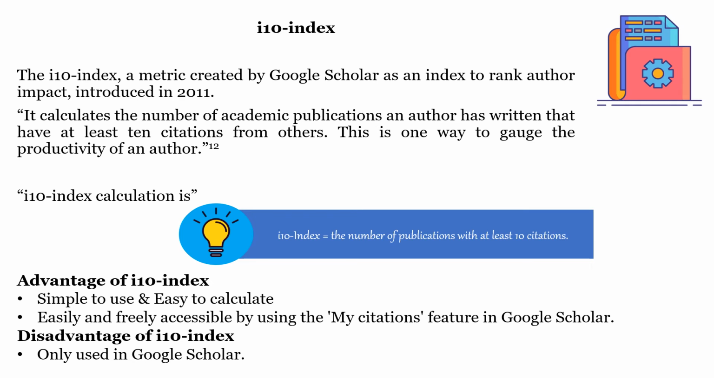So the i10 index can be calculated as: i10 index equals the number of publications with at least 10 citations. The advantage of the i10 index is it's simple to use and easy to calculate, easily and freely accessible by using the My Citations feature in Google Scholar. While you open Google Scholar and you have your profile, you'll be able to get My Citations there and you can just have it. The disadvantage of the i10 index is it's only available and used in Google Scholar.